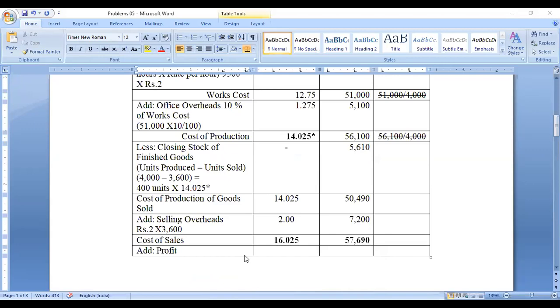Profit is not given. This is a balancing figure. The sales amount is given in this question. The sales amount is 20 rupees per unit.